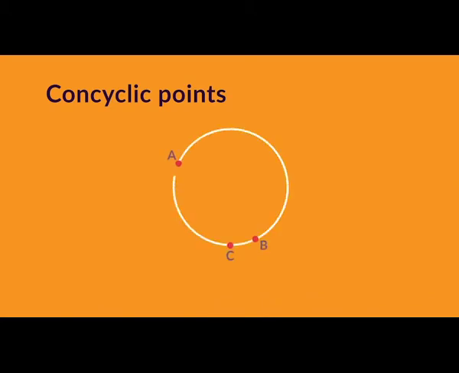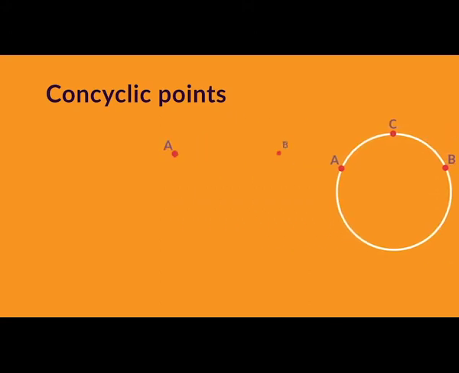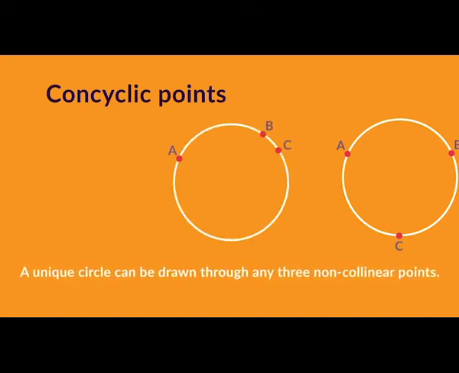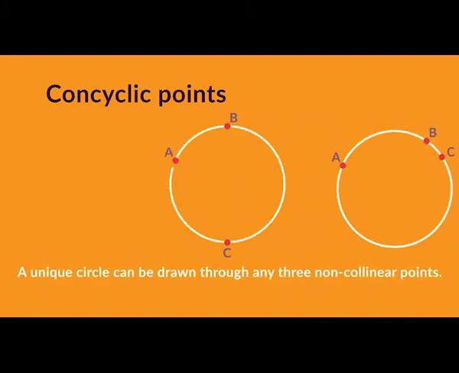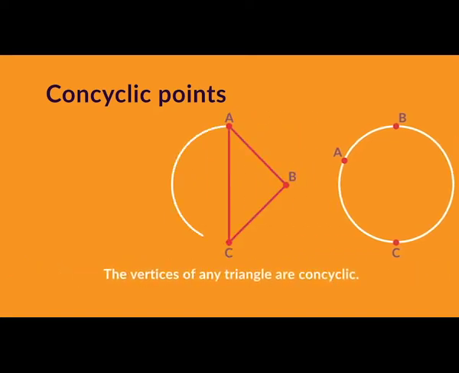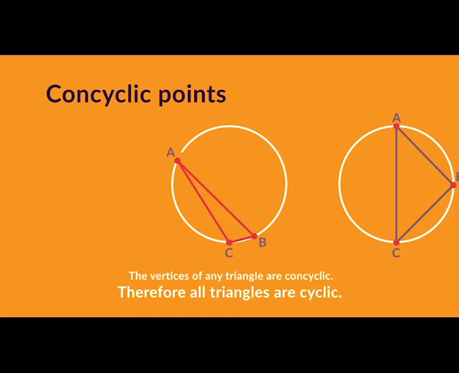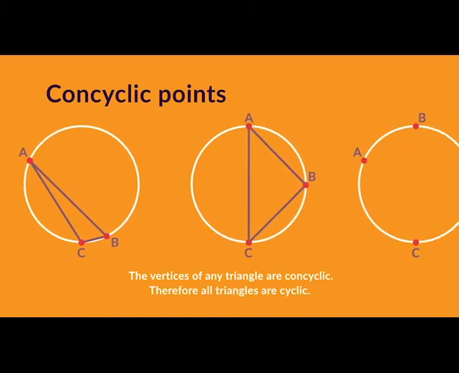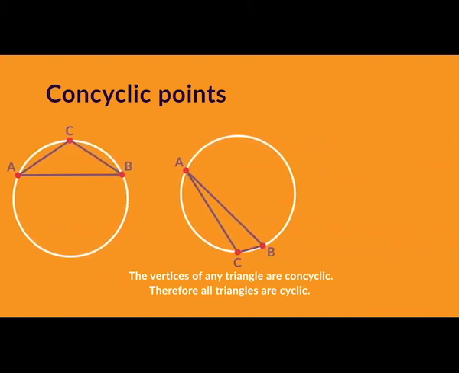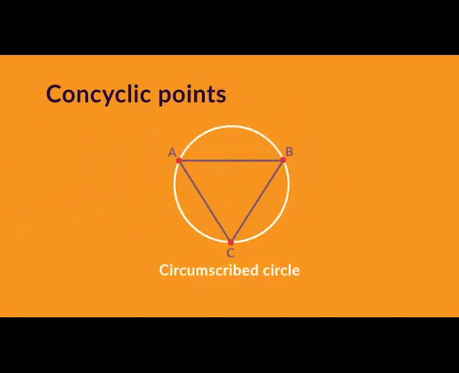We can also draw a circle through any 3 points, as long as the 3 points do not lie on a straight line. There is only one possible circle that can be drawn through 3 points, so it is called a unique circle. This theorem also means that the vertices of any triangle are concyclic. So, we could say that all triangles are cyclic. The circle drawn through the vertices of a polygon is called the circumscribed circle.